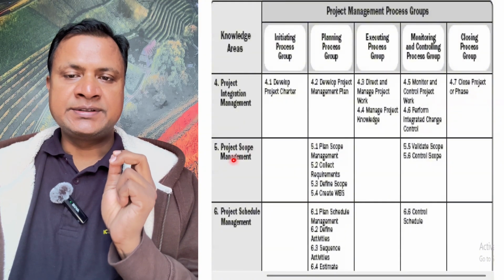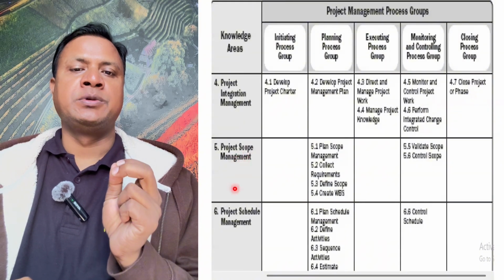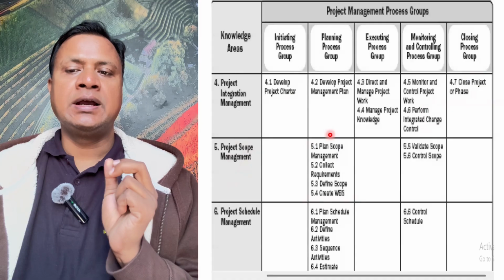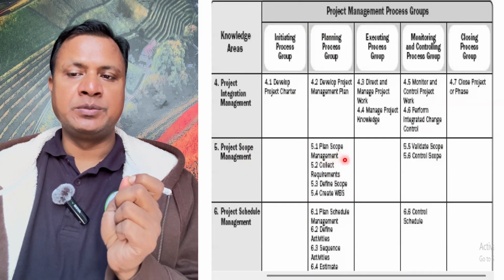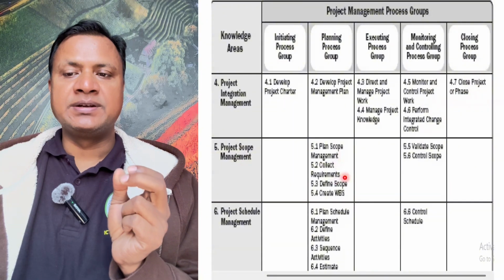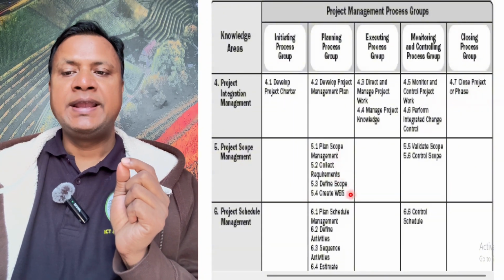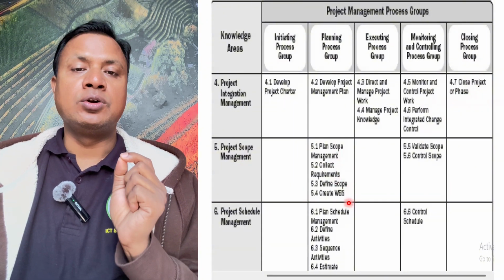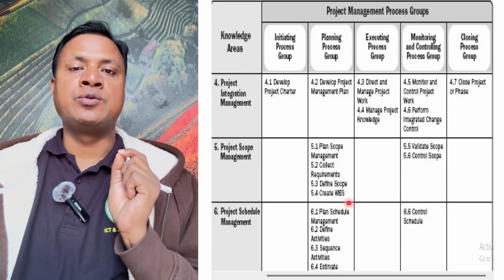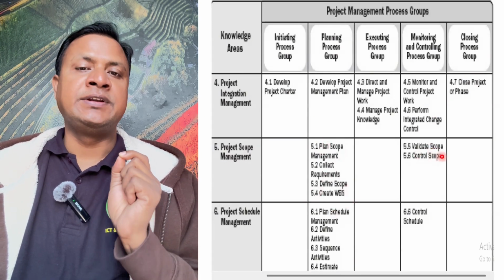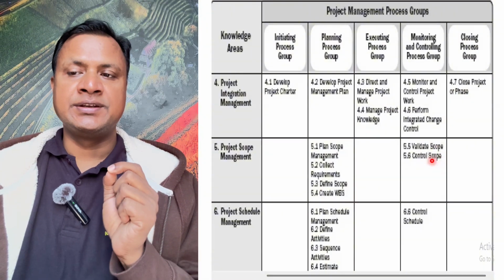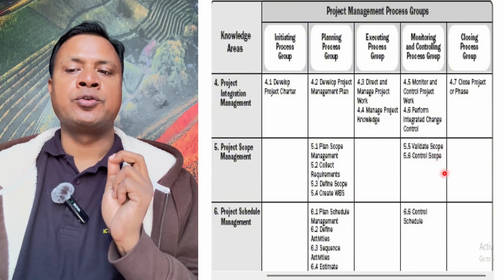Now the second one, project scope management. This is an aspect of the planning stage: planning scope management, collecting requirements, defining scope, creating the work breakdown structure, and then we validate them in the monitoring stage. We validate scope and control scope.